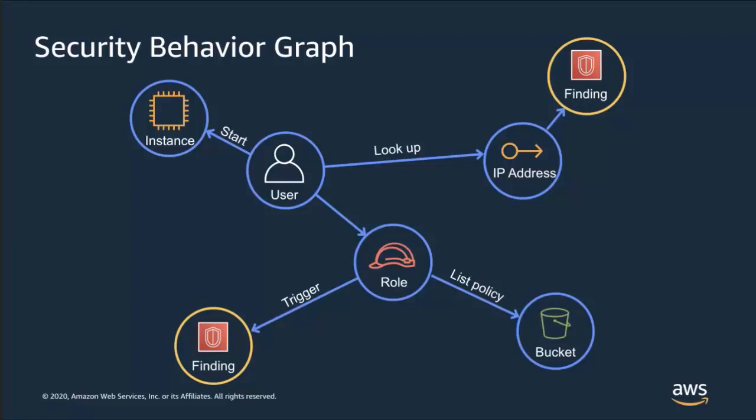So that means the entities that are in our graph are really the resources or the things that you're investigating and asking questions about. Things like users or roles or instances, maybe even the findings. The relationships between those entities are how those items interacted. So did a user start an instance? What IP address did she look up? What role was used to access a bucket? So that's how we look at the model itself.